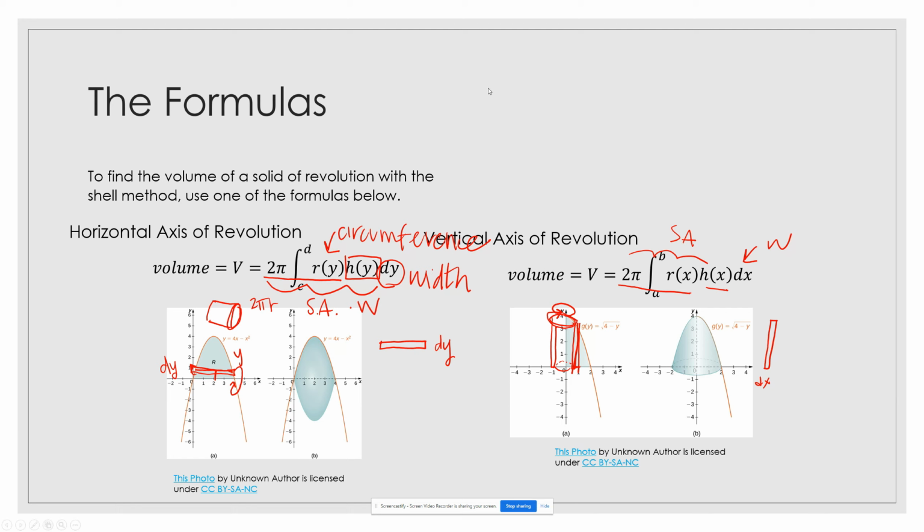So one big thing to remember whenever using the shell method is you are always going to draw your rectangles parallel to the axis of revolution. So parallel to that axis of revolution. Okay, let's put these into play. Let's actually practice this. Let's use the shell method.